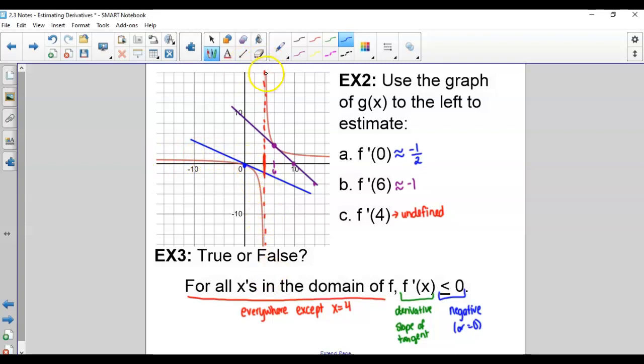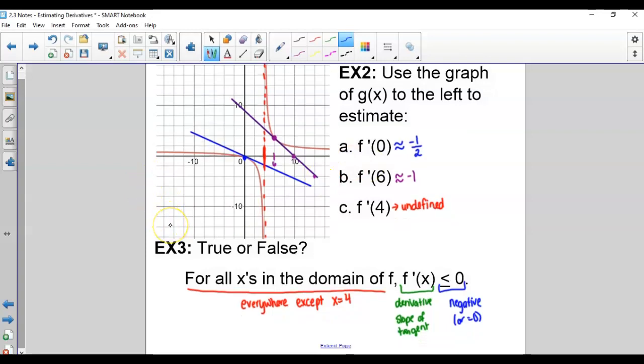The same thing is going to be true here. I'm decreasing, so the tangent line is decreasing in all of these cases. Right here I'd have a really steep line. Here it's less steep. Over here I'd have a really not steep line at all, but it's still going to be decreasing a little bit. So for this case, it would be true that for all of the x's in the domain of f, f prime of x is less than or equal to 0.